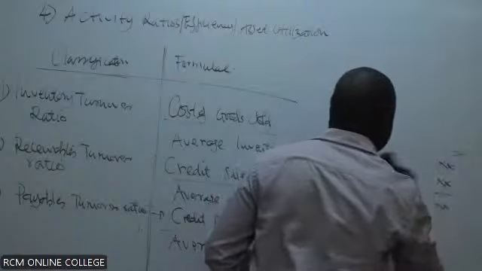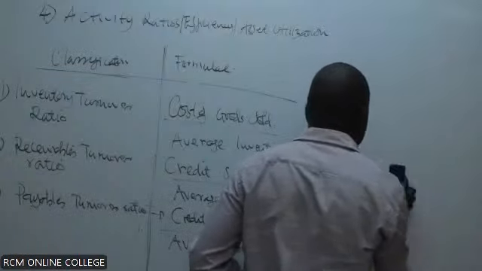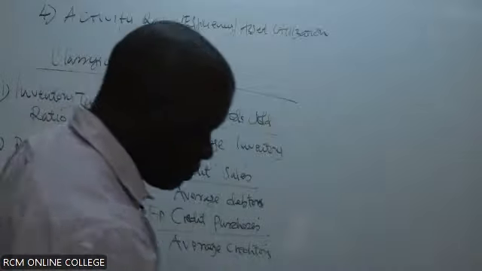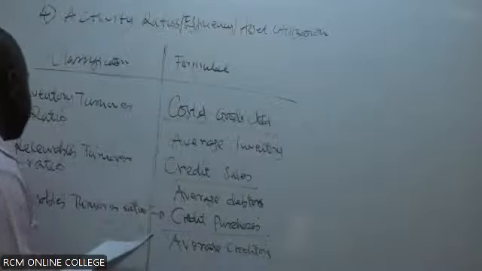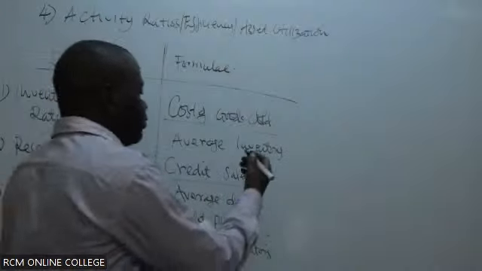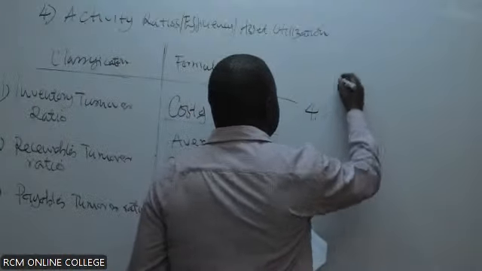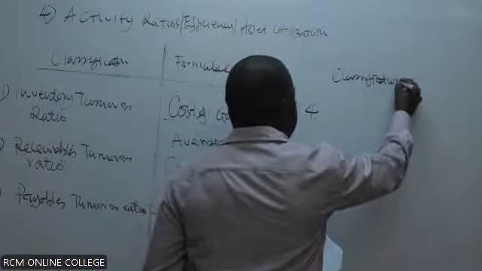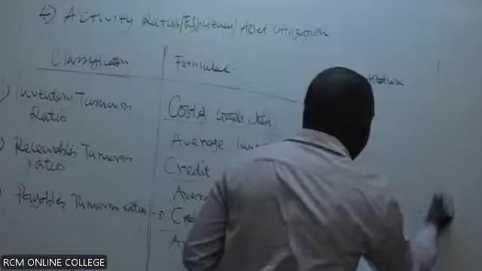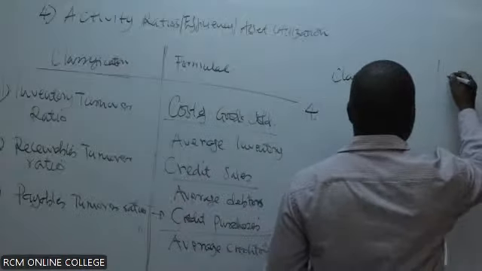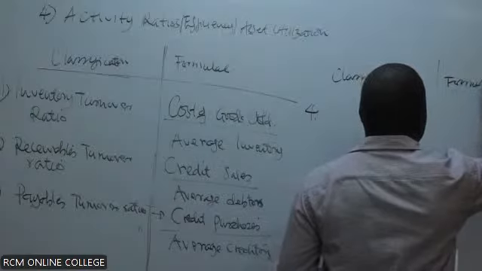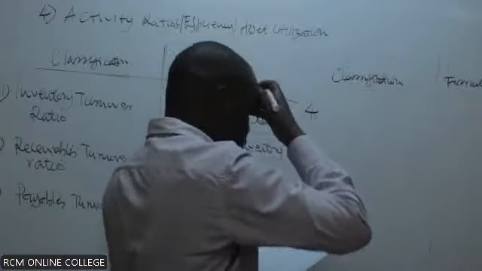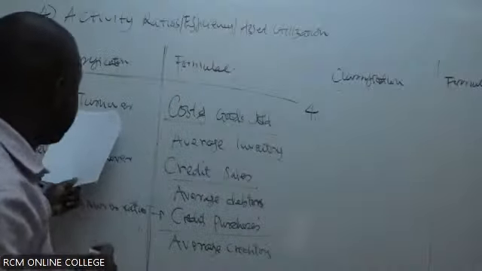Number 4, now we can get what we call the number of days from this particular ratio, sorry. So number 4, you can just continue with the table. We have the classification. And of course, now in this case, we have the formula. So now we can get another ratio that is related to this one.